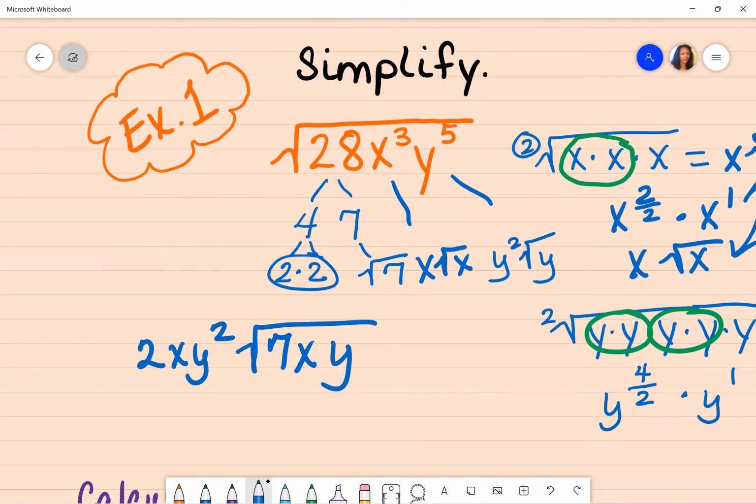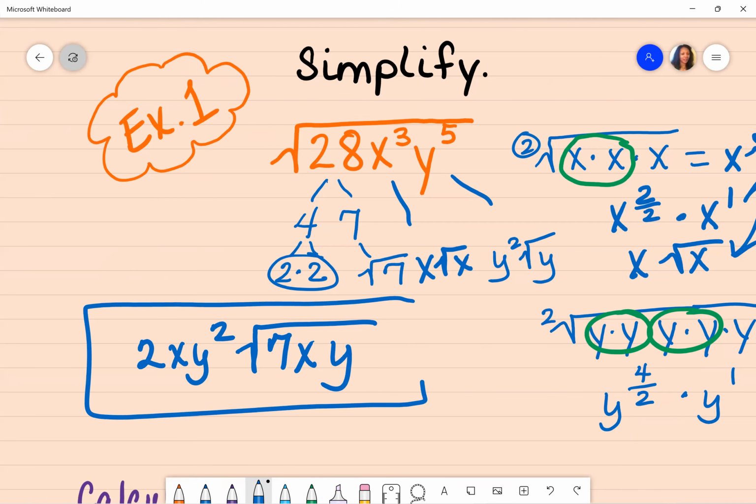So I want to double check this to make sure this is my answer. The easiest way for me is I knew whatever this number was, I had to double it. So 2 times 2 is 4. What's left over is that 7. So 4 times 7 is 28. So I know my numbers are correct.